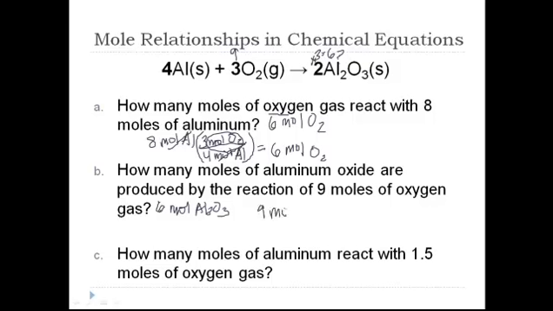Write down what you know. 9 moles of oxygen gas. Make a fraction. The coefficient of the thing you start with, so here oxygen gas, goes on the bottom. And the coefficient of the thing you want to get, which in this case is aluminum oxide, goes on the top. And we end up with 9 times 2, which is 18, divided by 3 is 6.